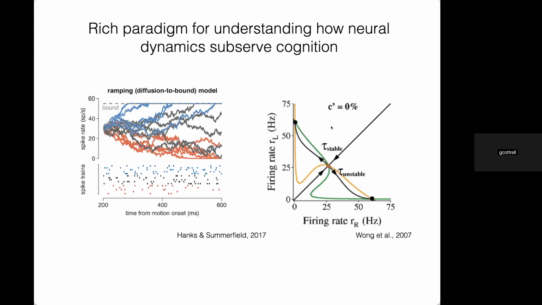So this has been for many years a rich paradigm for understanding how neurodynamics do cognitive computation. Also, the citations are where the figures are from; they're not necessarily the people who came up with these ideas. For example, people have built diffusion-type models where you integrate evidence to a bound, or attractor network models where networks of neurons create fixed point attractors in their dynamics and use those to make the decision. So it's been a very rich and fruitful paradigm.